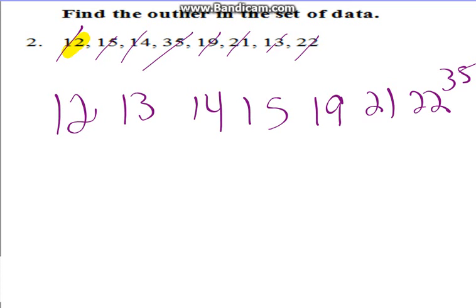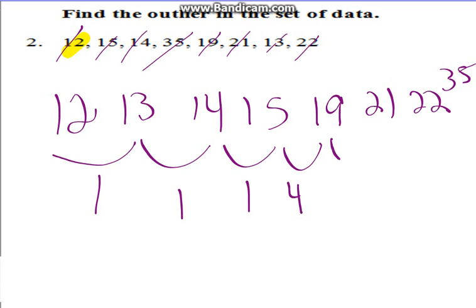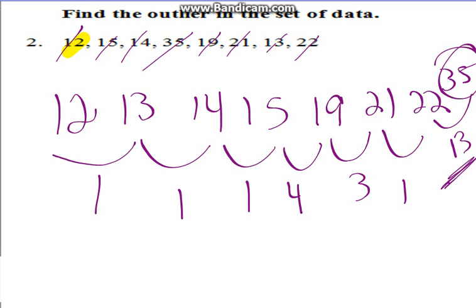Now you would notice that 12 and 13 are pretty close to the same, they're 1 different. 13 and 14 is 1 different. 14 and 15 is 1 different. 15 and 19 is 4 different. 19 and 21 are 3 different. 21 and 22 are 1 different. And then between 22 and 35, we're 13 different. So see, 35 on the end is vastly different than all the others. So that is our outlier.